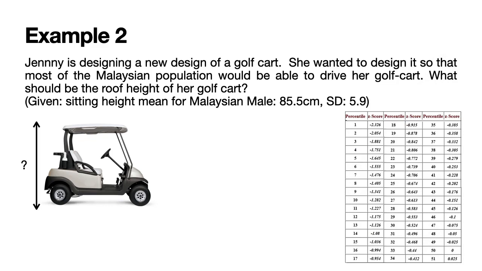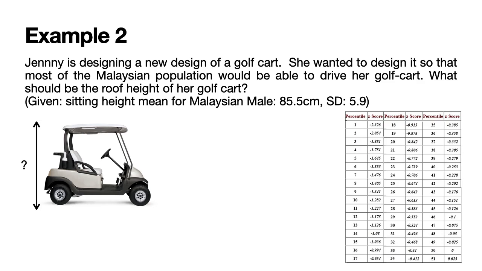Okay, in this example, Jenny is designing a new golf cart. So she wants to know what is the suitable height of a golf cart which could fit most of the Malaysian population. In this case, the user would be sitting in the golf cart. So the suitable anthropometry measurement that can be considered is the sitting height. If she refers her calculation to Malaysian women, then most probably some men who are tall cannot fit in her golf cart. So she needs to consider a larger range of sitting height.